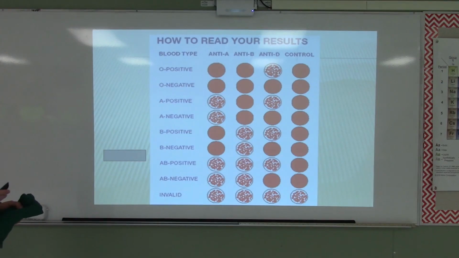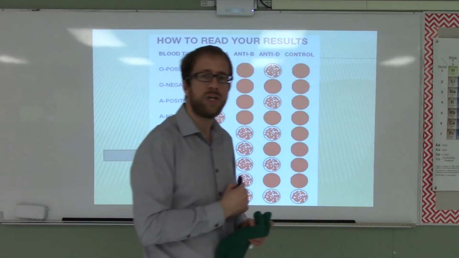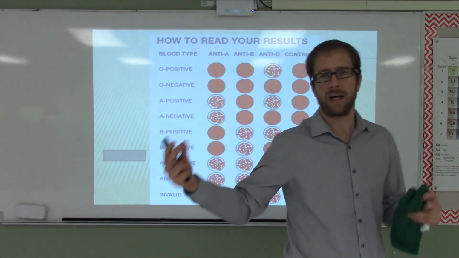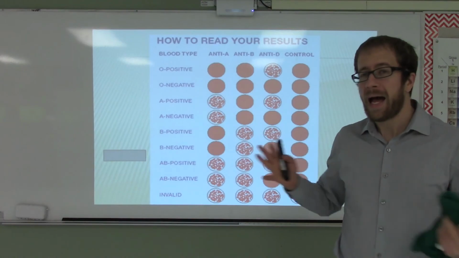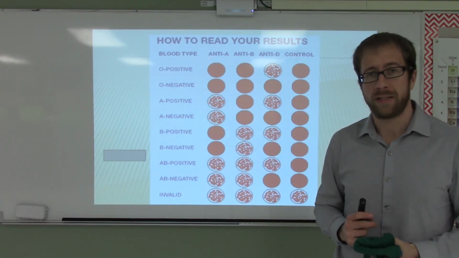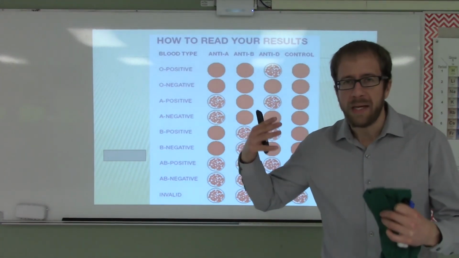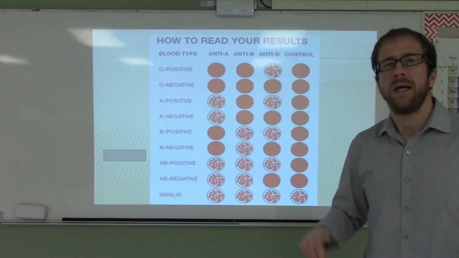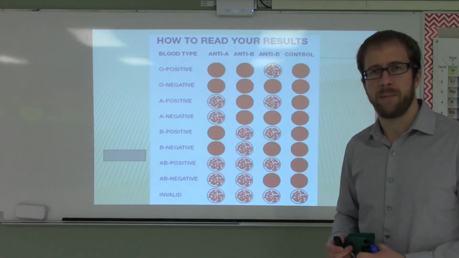So again, agglutination means you have that antigen because you added antibodies that caused that agglutination. And why is it bad to receive the wrong blood type? Well, it'll cause agglutination, clumping, clotting in your blood. This can block blood vessels, cause stroke, heart attack, pulmonary embolism.